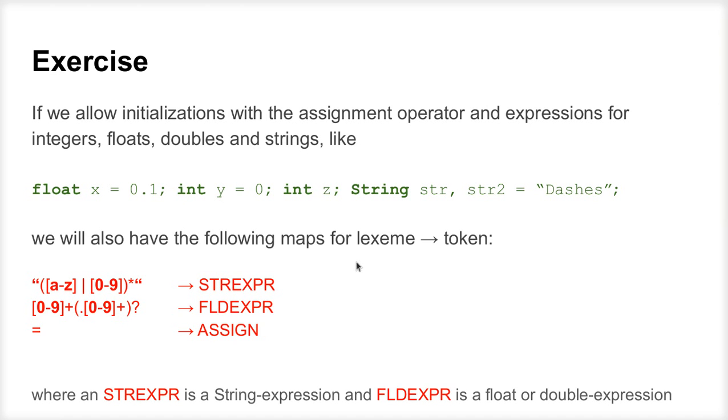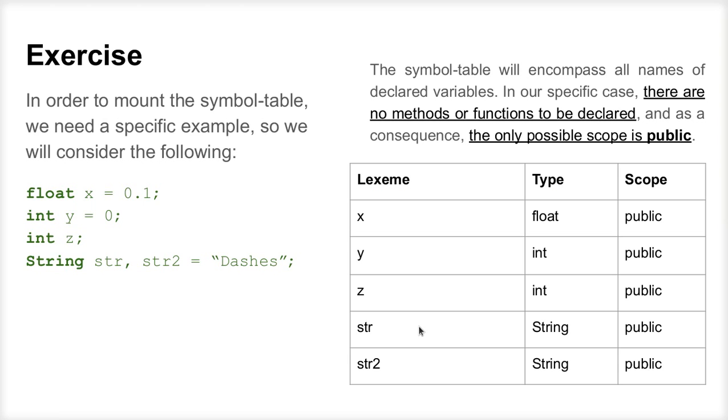If we allow initializations with the assignment operator and expressions for integers, floats, doubles, and strings like this, we will also have the following maps for lexeme to token. We would have str expression, we would have a mapping that would be the representation of a float and double, and then we would have also the lexeme assign being mapped to token assign. Where a str expression is a string expression and an FLD expression is a float or double expression.